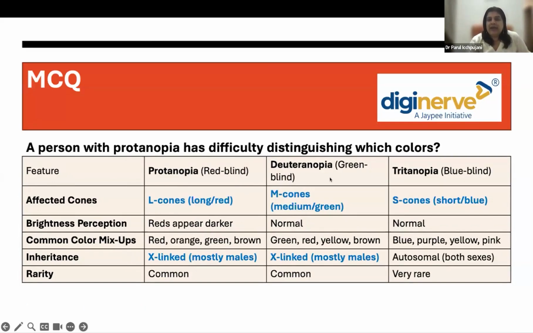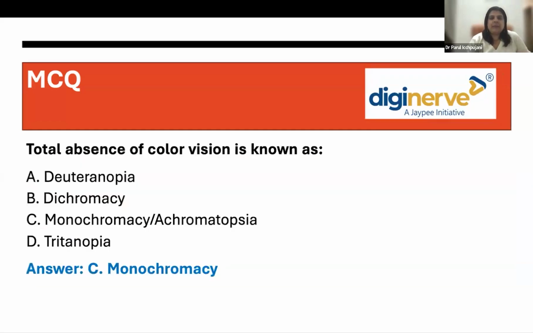Deuteranopia is green blindness. M cones, which are medium-sized cones, are involved. This too is X-linked and mostly seen in males. Tritanopia, on the other hand, is blue blindness. The affected cones are S cones, and it is an autosomal disorder, and both the genders are equally involved, and it's quite rare as compared to its red and green counterparts.